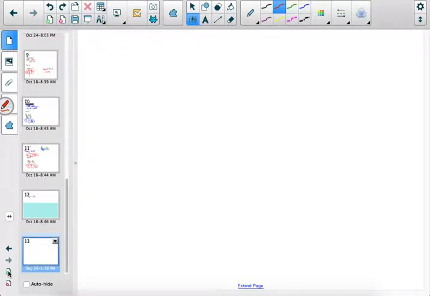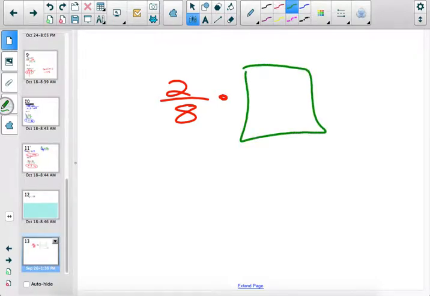All right, let's look at this. Let's say 2/8 times some number equals 1. What number can I put in that box to make that equation true? I want everybody thinking about it because this is something I struggled with when I was learning. I always forgot: what number can I multiply by to equal 1?